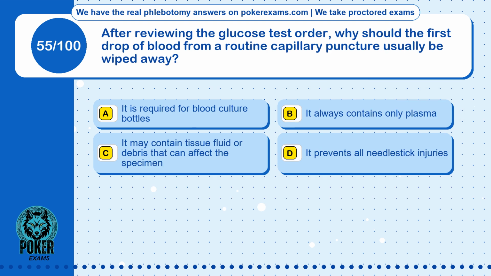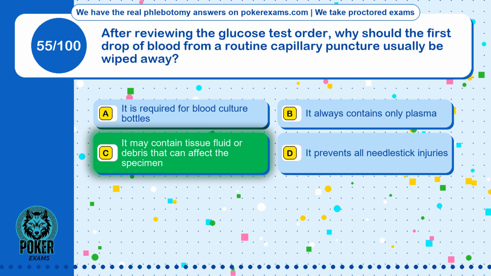Question 55. After reviewing the glucose test order, why should the first drop of blood from a routine capillary puncture usually be wiped away? Option A. It is required for blood culture bottles. Option B. It always contains only plasma. Option C. It may contain tissue fluid or debris that can affect the specimen. Option D. It prevents all needle stick injuries.